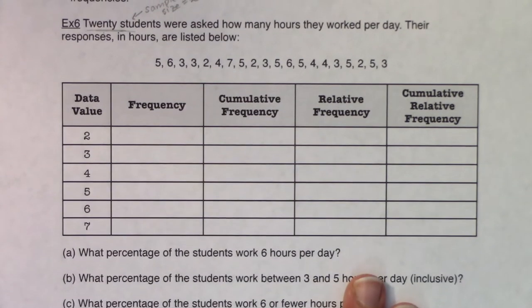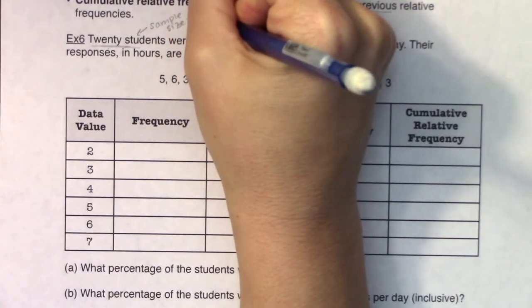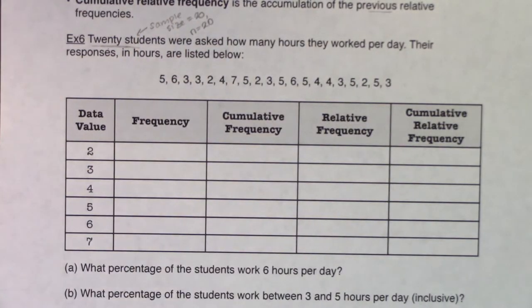Oops, can you see this? Let me scoot that down just a little bit. I think you can see it now. So a lot of times, we'll just say the phrase n equals 20. You'll get used to that letter n. We use it all the time when we're dealing with sample size, and we're dealing with it now.